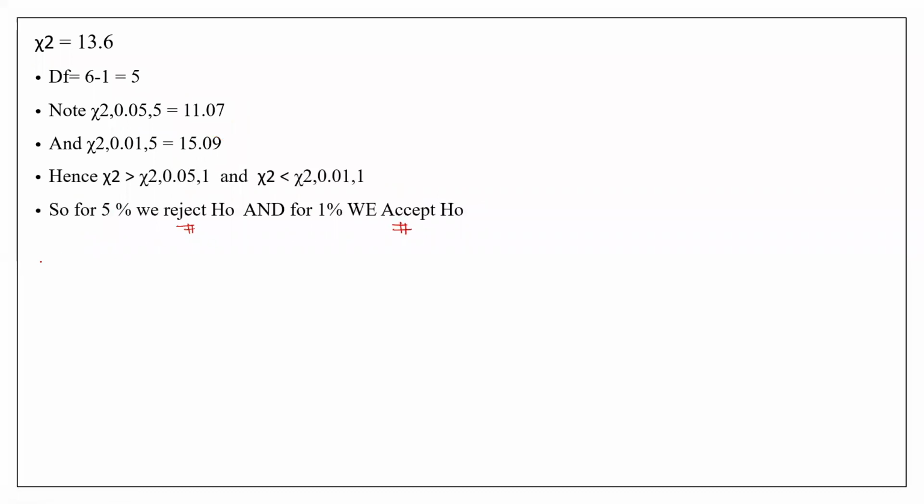The conclusion I have not written, you write the conclusion at the end. Always we should write the conclusion that the die is fair overall with 99% confidence.